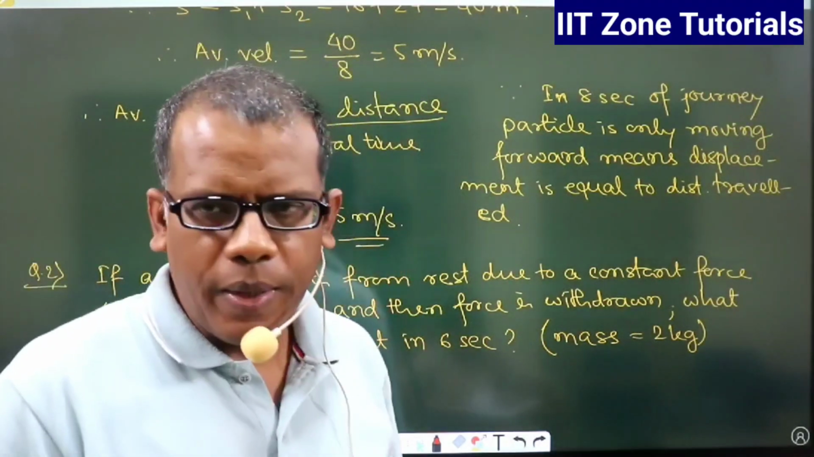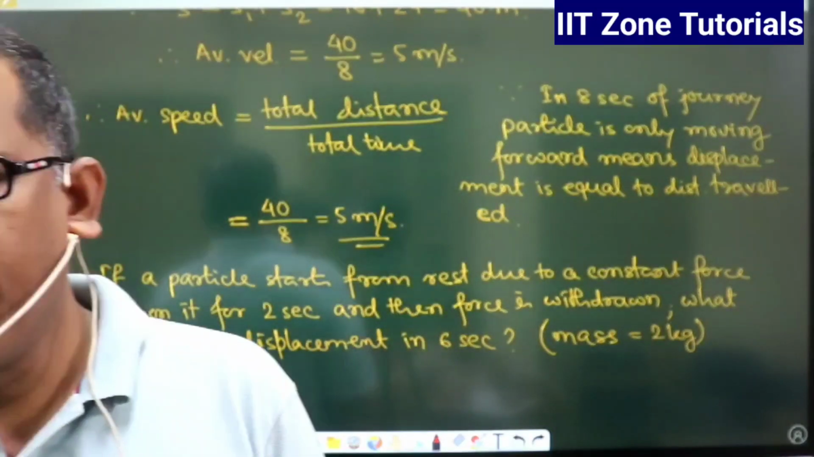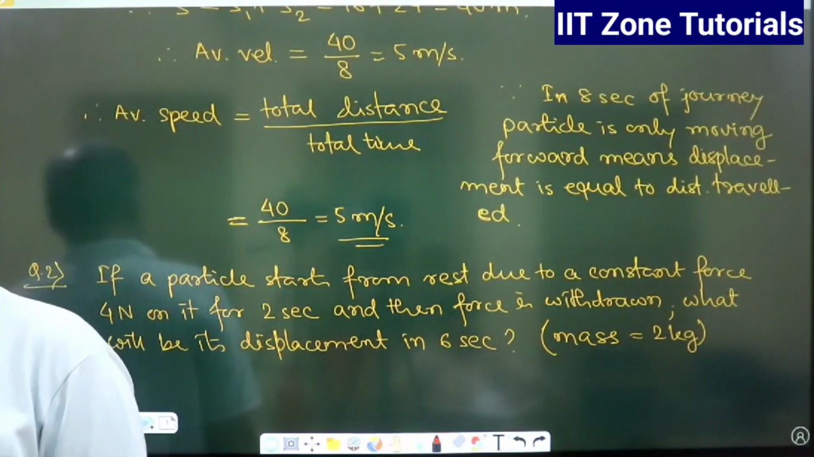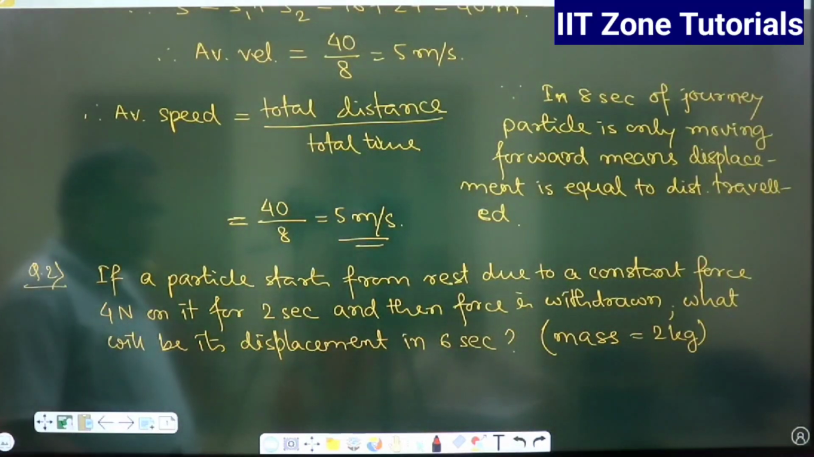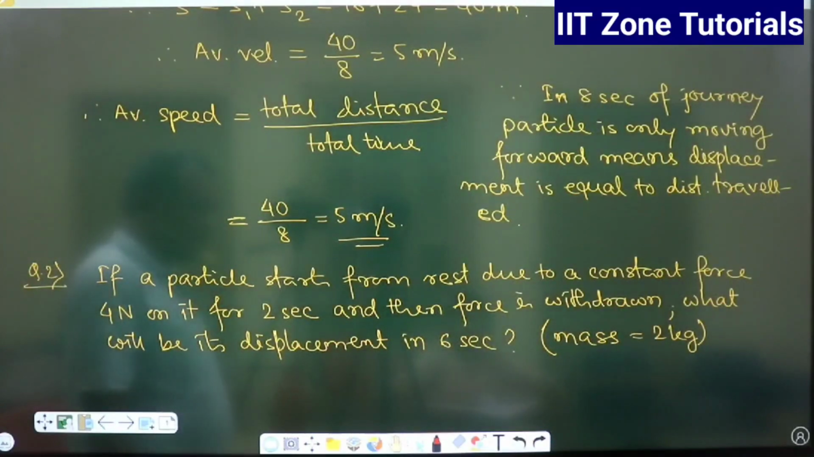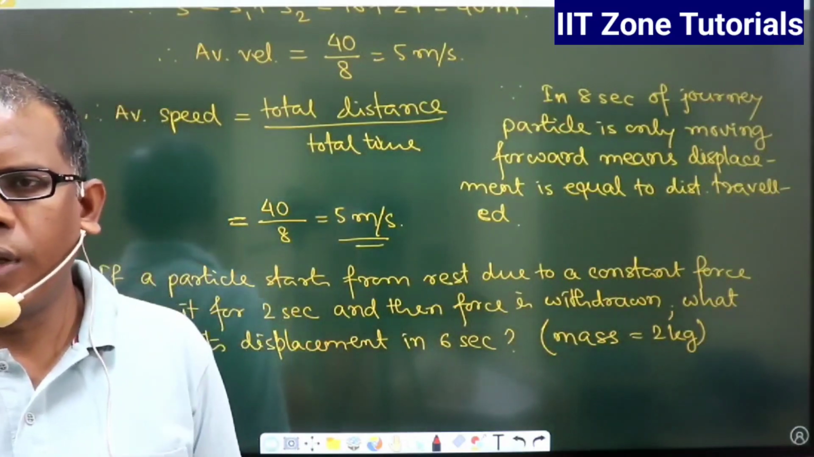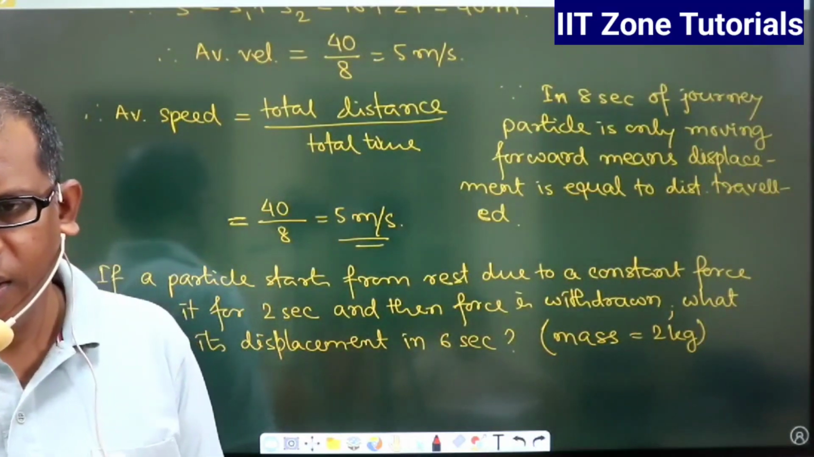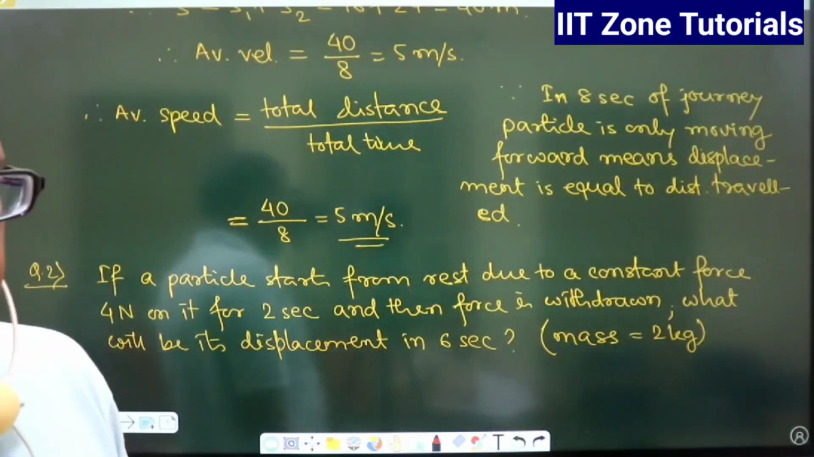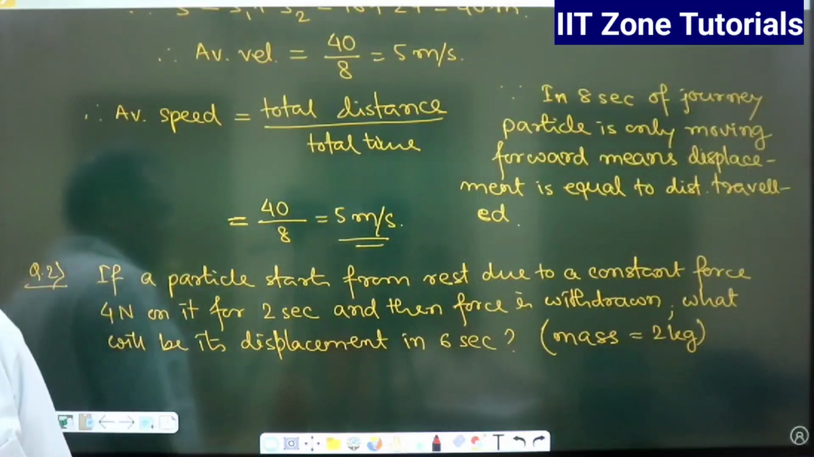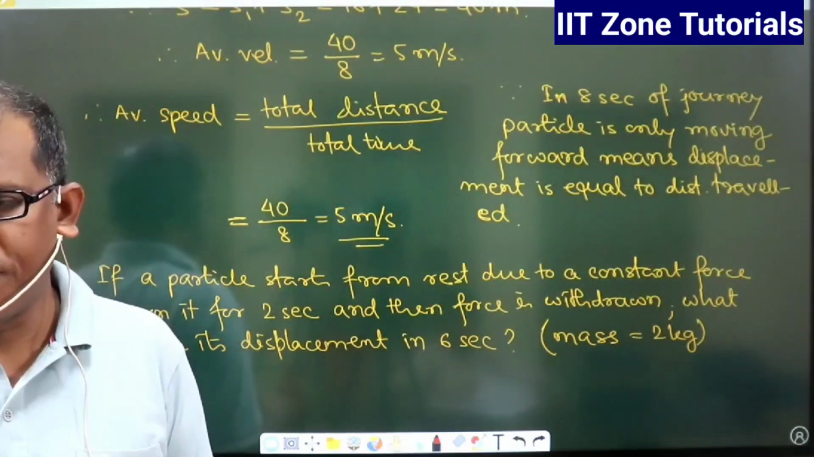But the displacement has been asked for 6 seconds. That means during the first 2 seconds of the journey, there was a force on the mass, but during the last 4 seconds of the journey, there is no force on the mass, isn't it? So what do you think will be the characteristics regarding the motion of the particle even after the force is withdrawn?